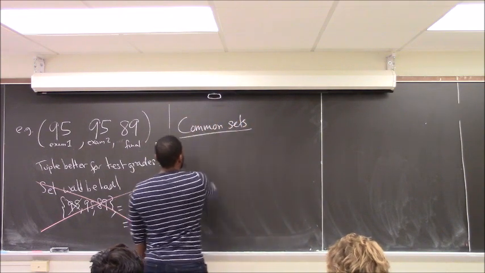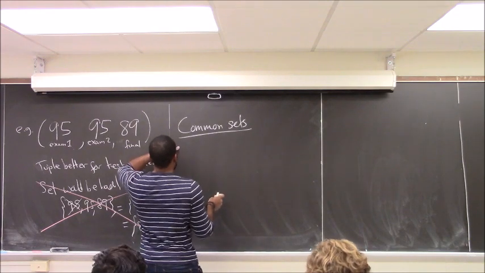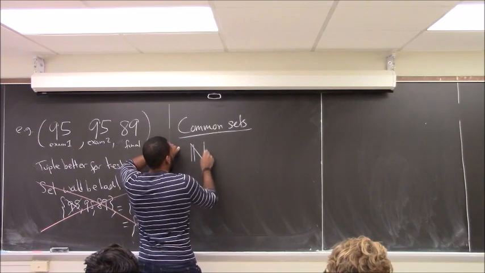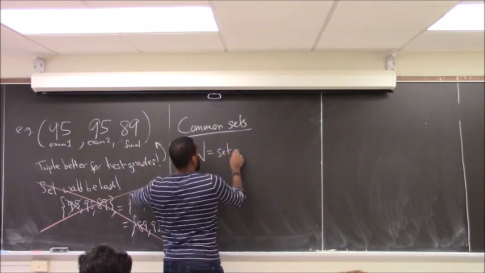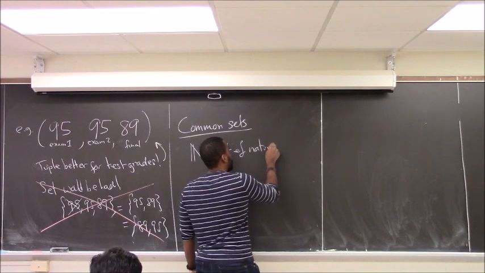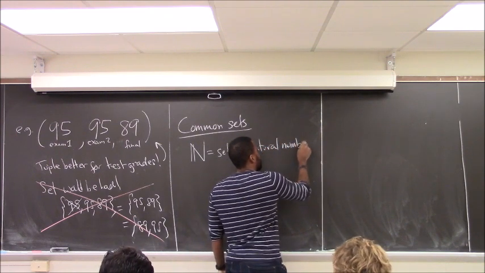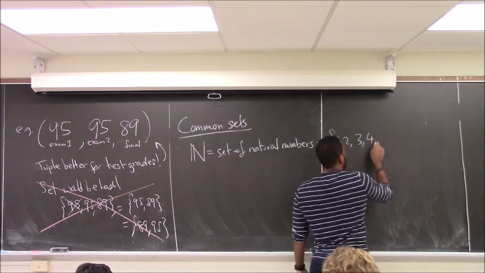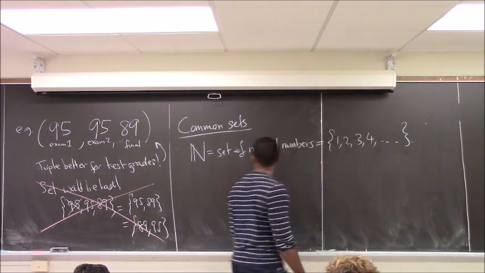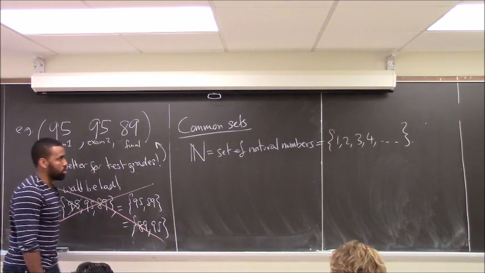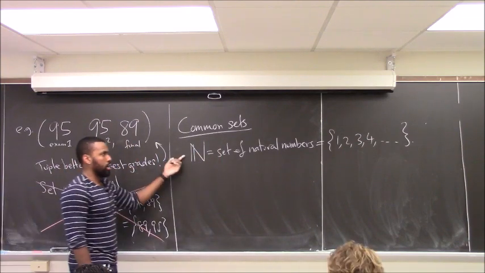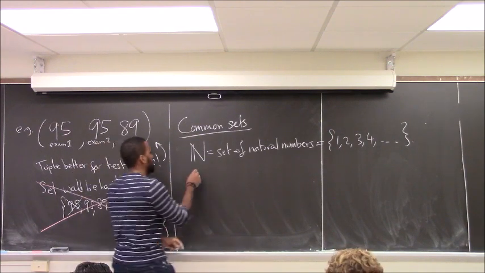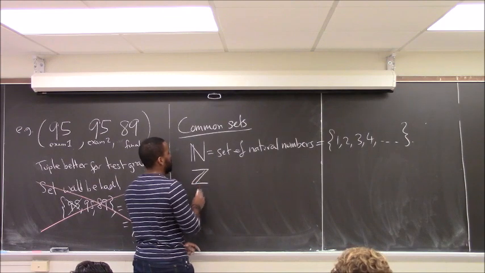Common sets. I just want to reserve the right to use these at any time. We call N the set of natural numbers. These are 1, 2, 3, 4, going on forever. Some sources include 0. I will not include 0, but boldface N might be different by a 0 being added in here. We also have what's called the integers.